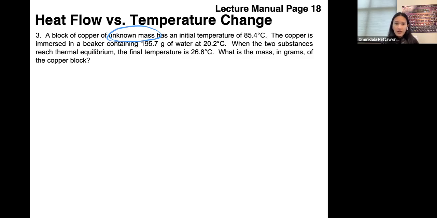It says the final temperature after it has reached thermal equilibrium is 26.8 degrees Celsius, which makes sense because the temperature of water should rise and the temperature of copper should drop, because heat transfers from higher to lower. Okay, clear? So next, we are looking at how the object transfers heat to water.